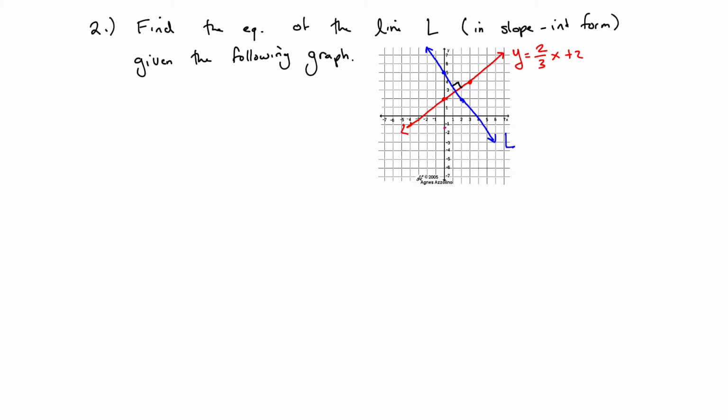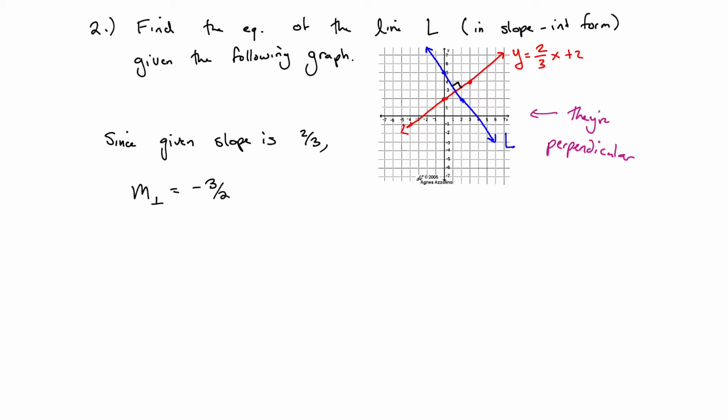So this is how we're going to do it. We're going to notice, first off, that L and this line, y equals 2/3 x plus 2, intersect at a right angle. This means that they're perpendicular. So, since the given slope is 2/3, the slope of our perpendicular line, which is L in this case, is going to be negative 3/2.